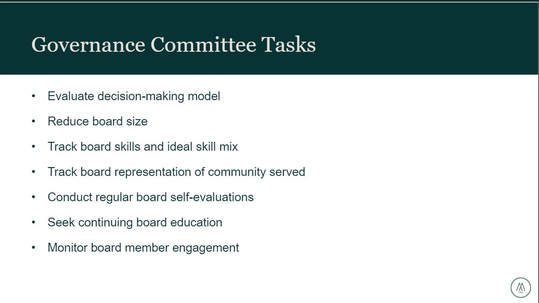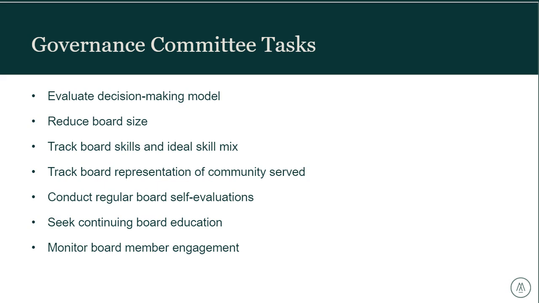We also, again, want that committee to lead those regular board self-evaluations and to keep educating the board. Don't assume that members know what you want them to. I think especially financial education. We had a question a little bit ago about how it's really hard to recruit treasurers, how it's hard to get folks with financial expertise on the board.